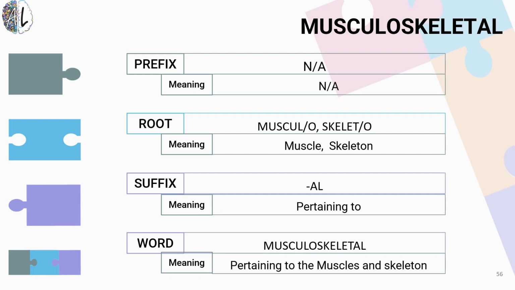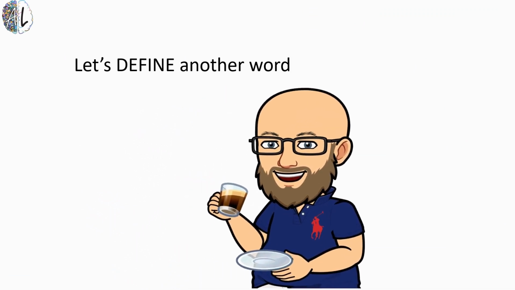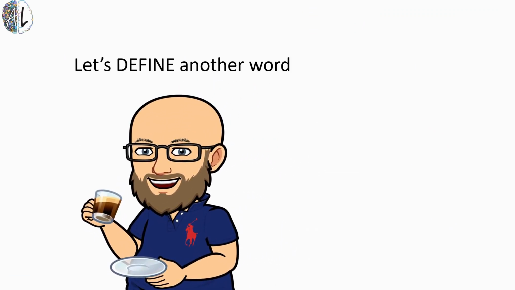And the reason we often put this word together is that these two body systems are really dependent upon each other. And so they have to work together in order to work by themselves, right? You can't have movement without bones and you can't have bones without muscles. All right, we're going to try one more.